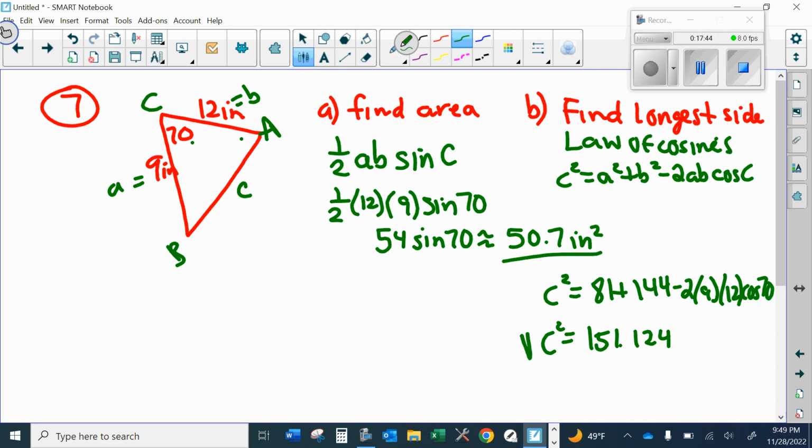So that's C squared, right? So now I'm going to take the square root of both sides. So to do that, I can just hit square root button and then hit second, the negative sign for answer. And I'll put that answer in there, so I'm not doing any rounding at all. And then hit enter, and that comes out to be 12.29.